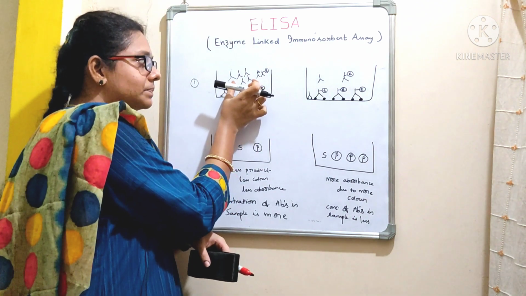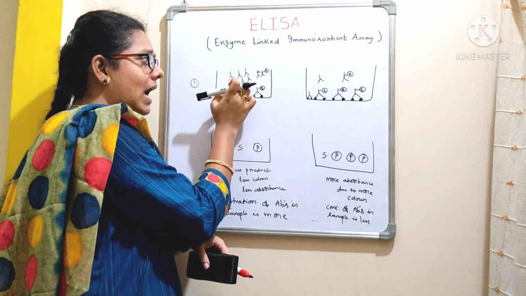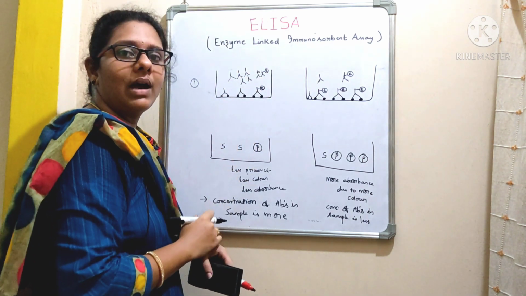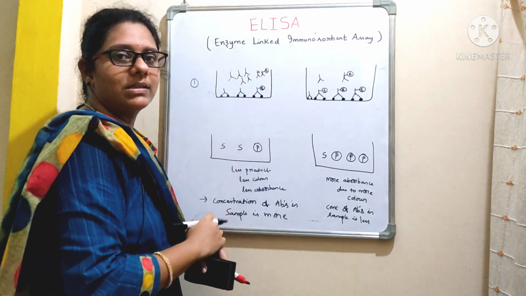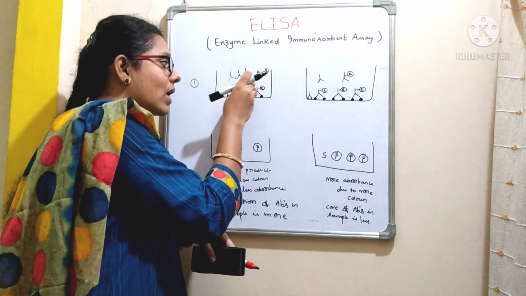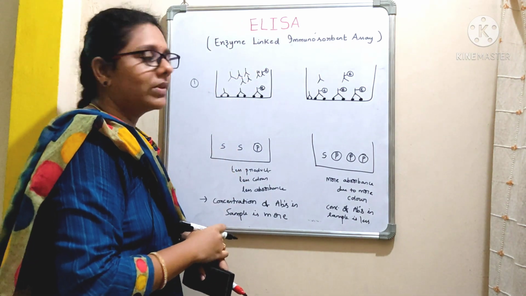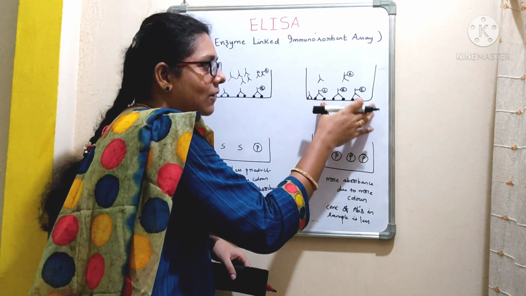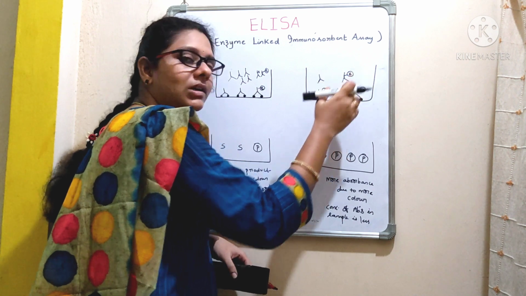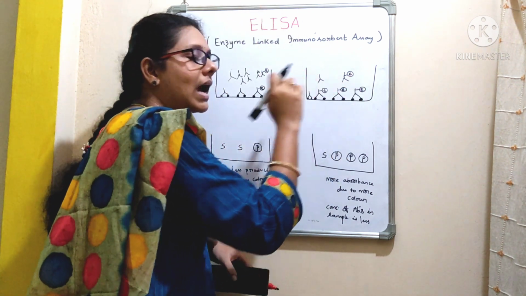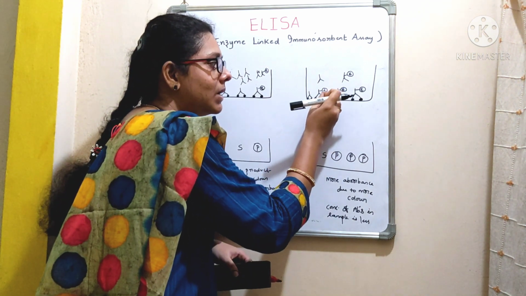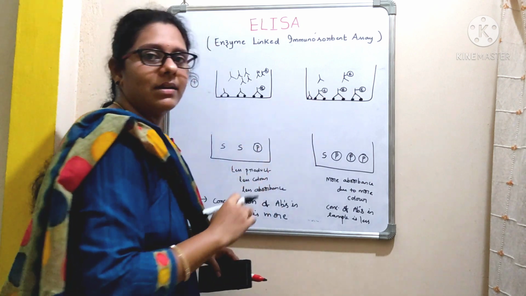Okay, see here, the concentration of the antibodies that are present in the sera is more compared to the antibodies that are conjugated with the enzyme. So these antibodies, which are more in number, will go and bind with the antigens. When coming to the other condition, the concentration of the antibodies that are conjugated with the enzyme is more compared to the antibodies that are present in the sera of a patient. So these enzyme linked antibodies got bound with the antigen.